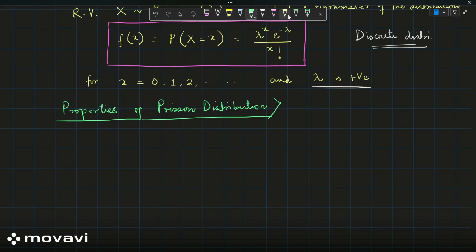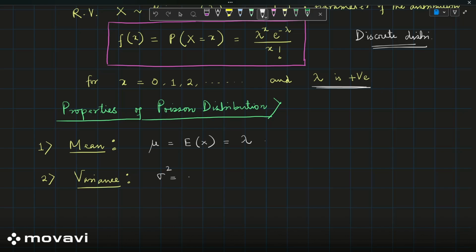The first property is the mean. This is very easy to remember. Mean is the parameter itself, which is lambda. Next is variance, and again variance sigma square is also the parameter lambda. So mean and variance are the same here.